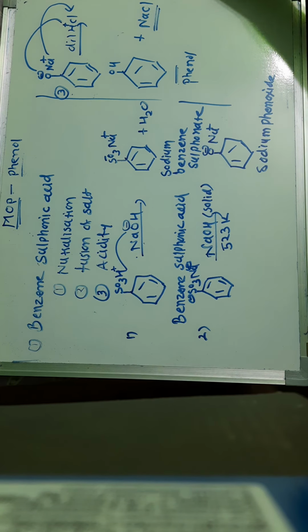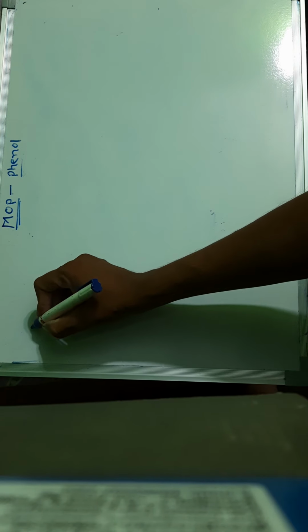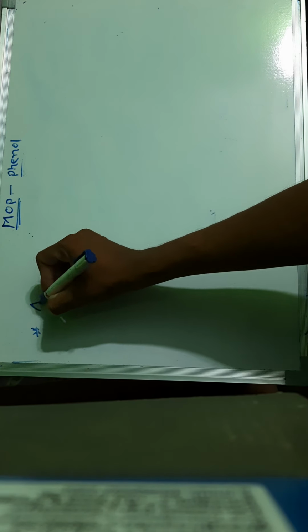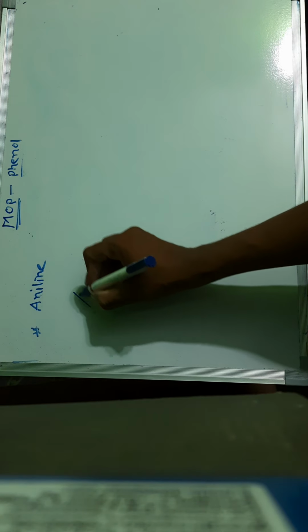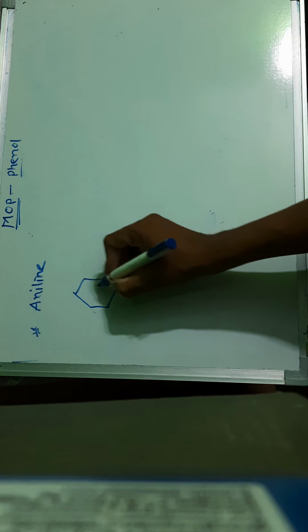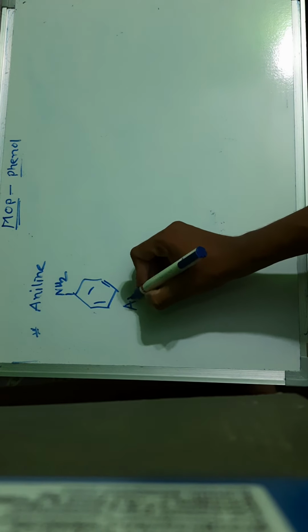Last, we see another method of preparation of phenol, that is by using aniline, or we can say by using the formation of diazonium salt. Now, how can this reaction be carried out? This is the last method, using aniline. Now, what is the formula of aniline? When one of the hydrogens of the benzene ring is substituted by the NH2 group, the amine group, that is called aniline.